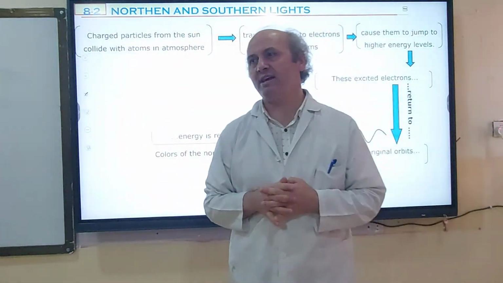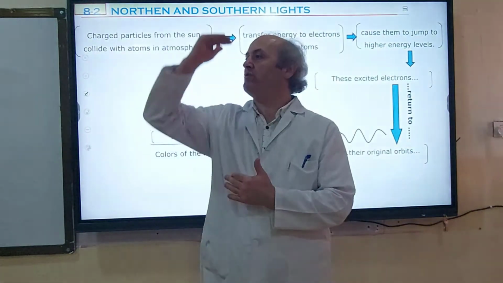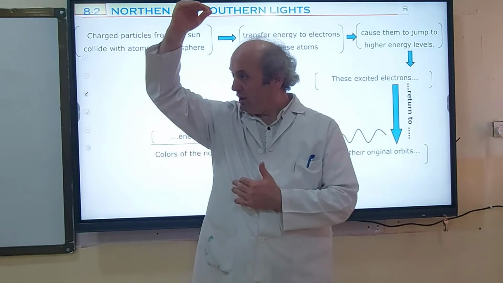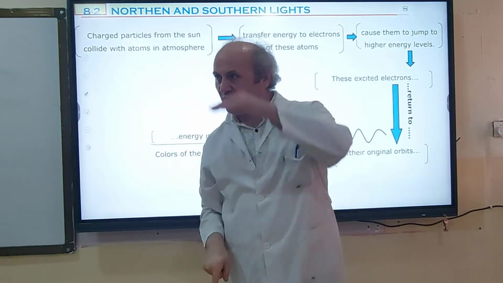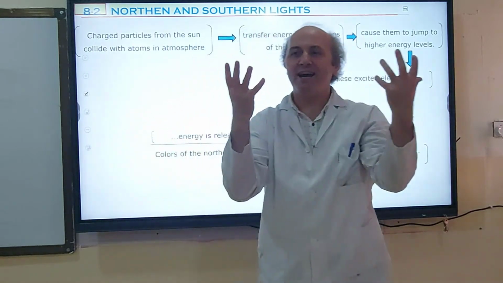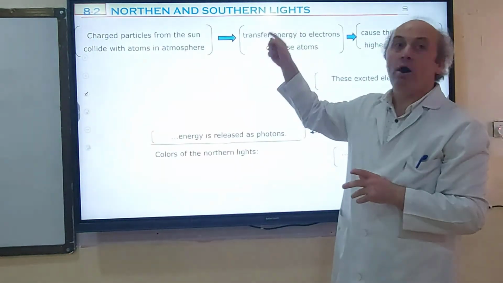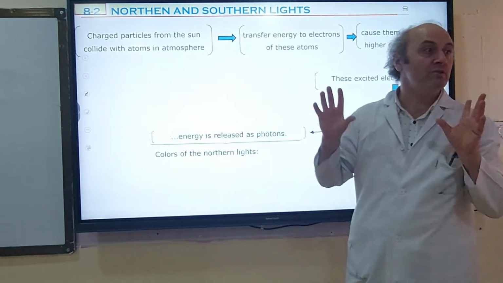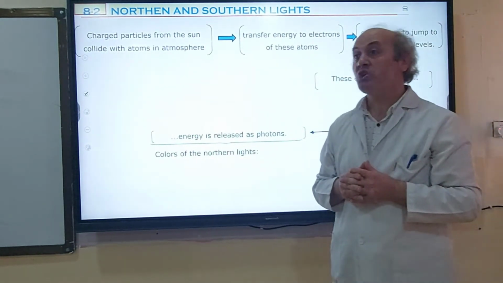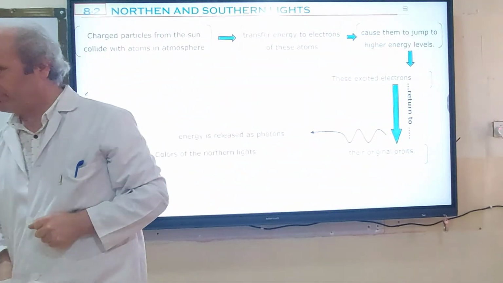When they collide with these atoms, what will happen? They will give energy to these atoms. Of course, the atoms' electrons will jump to higher energy levels. They will not stay there spontaneously. They will go down and then they will give light. So this light which appears on the poles, which is called the auroras or northern and southern lights, is because of the collision of these charged particles coming from the sun with the atoms in the atmosphere.